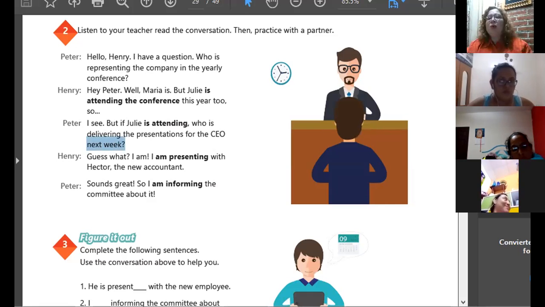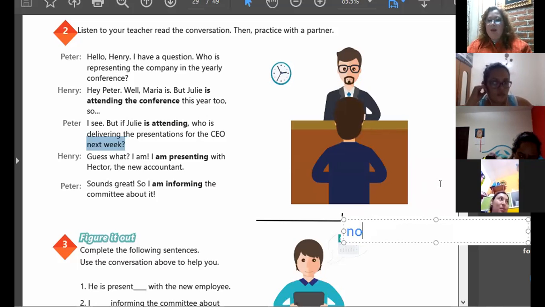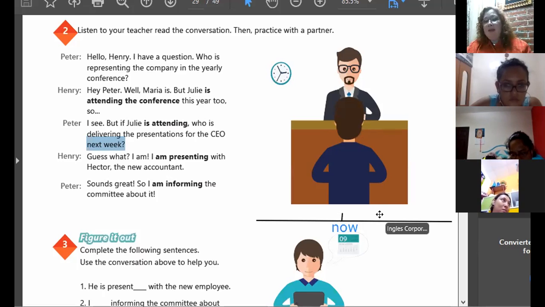So I'm going to draw a line here for you to see, a timeline, okay? Let's think that this is a timeline. In this point, and this point is now, or today, now, you see, now, to say the things that are happening now, we use the ing verb form with the to be verb, pero también para las cosas en el futuro, but also for things in the near future, en el futuro cercano, ¿verdad? No es en el futuro lejano, okay? Es en el futuro cercano.